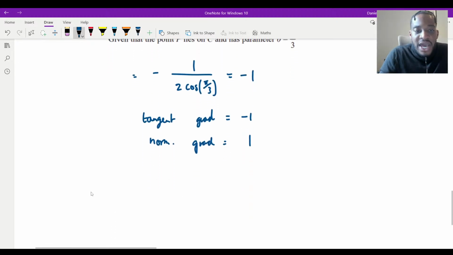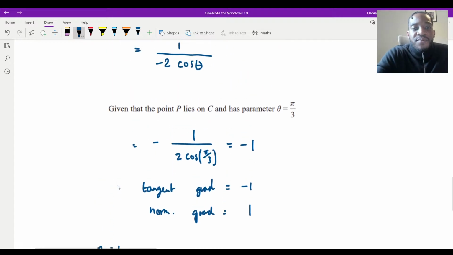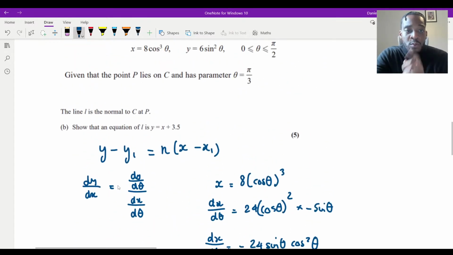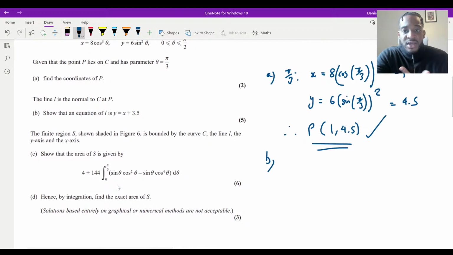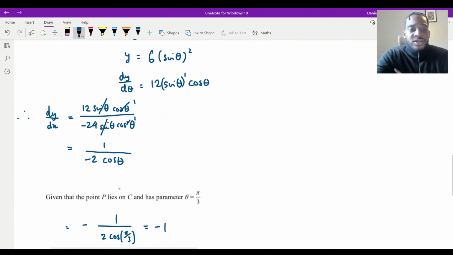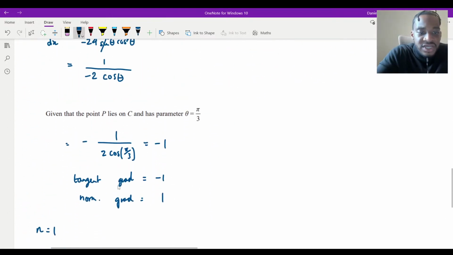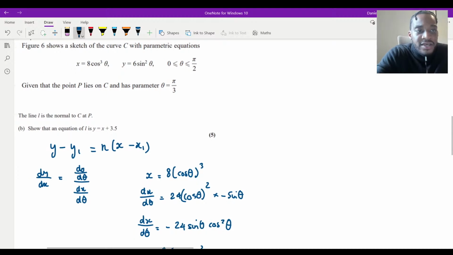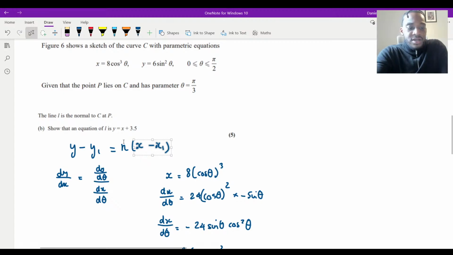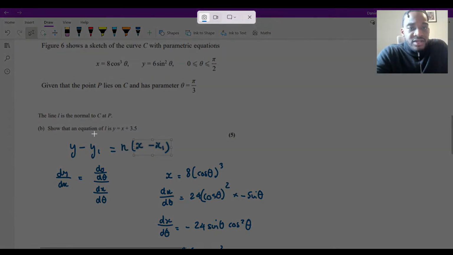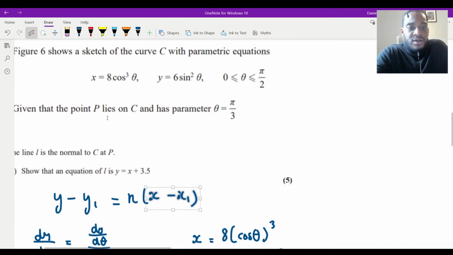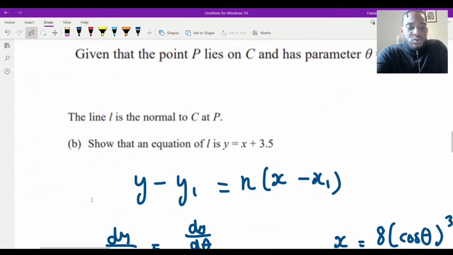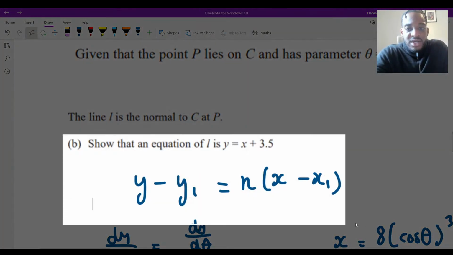So therefore, we've got the normal gradient to be 1, and we're looking for the equation of the normal at P. We figured out the coordinates of point P. It was 1 and 4.5. So I'm going to say P is 1 and 4.5, and remember the equation of the normal is that right there. So all I need to do is plug this in. Remember, it's to show that, by the way. Let me zoom in and get all of that, so I don't need to keep going up and down. So that's the normal. We need to show that we get that. So let me get that.